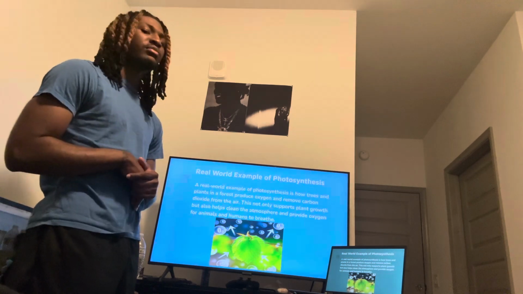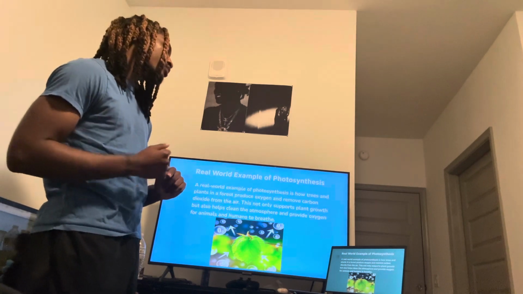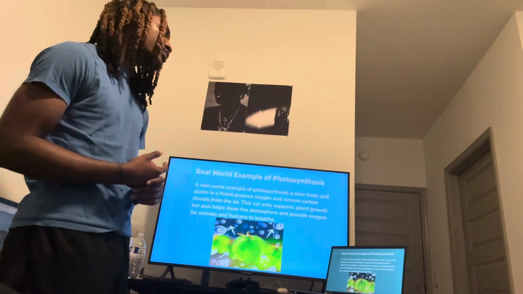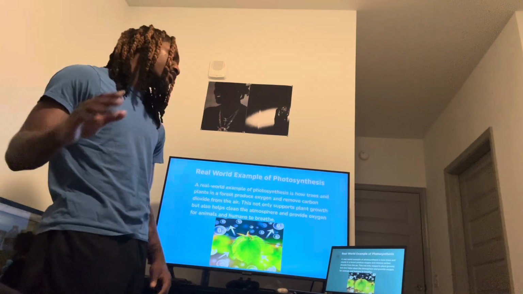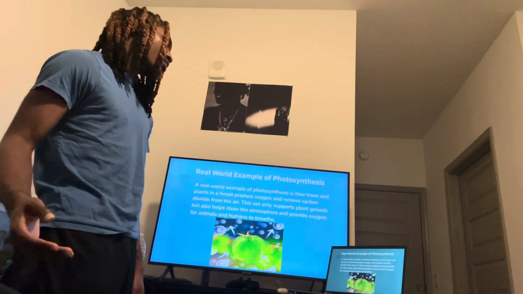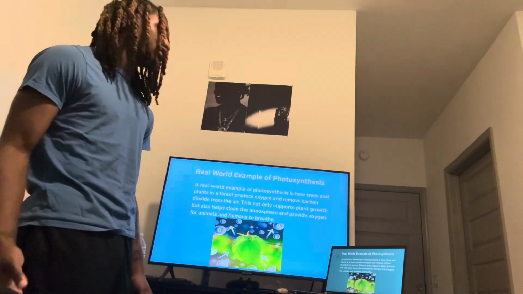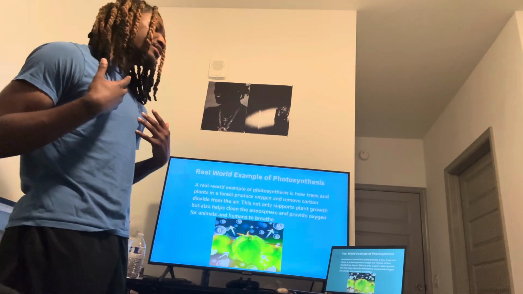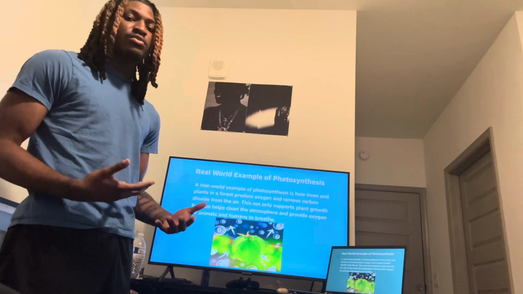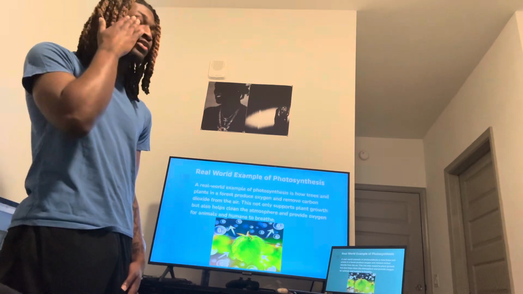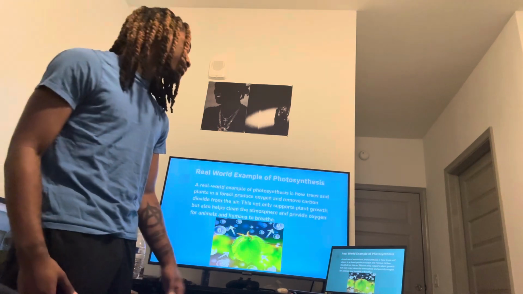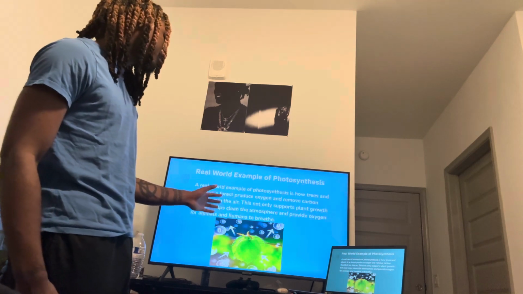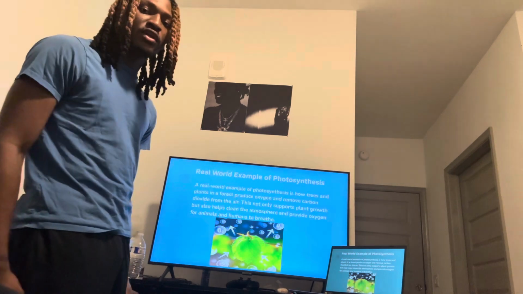A real world example of photosynthesis is how trees and plants in the forest produce oxygen and remove carbon dioxide from the air. This is not only important for plant growth, but also great for our atmosphere. We also need to breathe as humans. Without plants, we would not be able to breathe at all because they produce the oxygen that we need to breathe. And here's a real life example of a plant producing that oxygen we need.